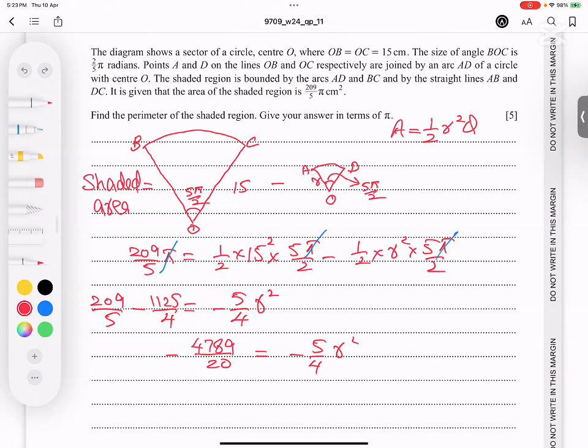So we get it here. If we check it, because we're looking for the radius, once again I just check the calculation part.